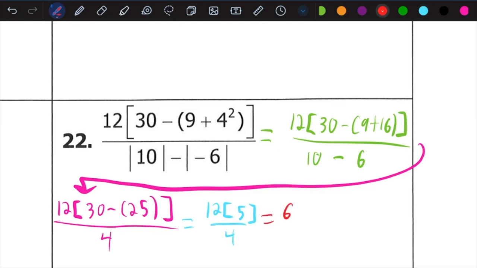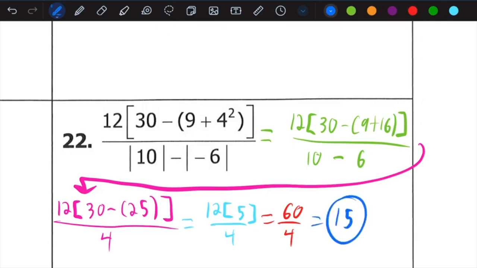Now we will multiply, and 12 times 5 is 60. And 60 divided by 4 is 15.